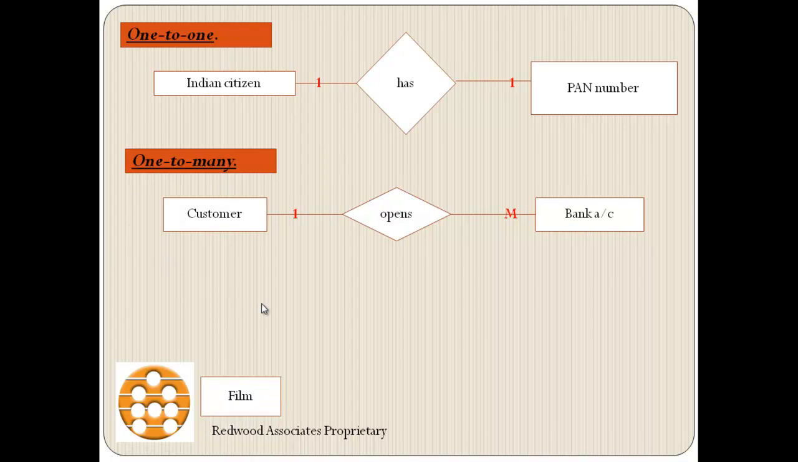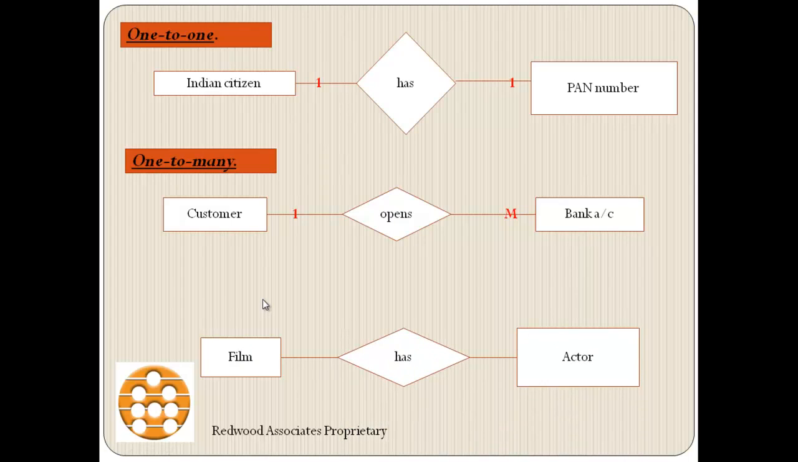Let's consider another example. A film has actors. Now, an actor can be casted in multiple films. Also, a film can have multiple actors. So this kind of a relationship becomes a many-to-many relationship. We can define it as an entity in A is associated with any number of entities in B. Also, an entity in B is associated with any number of entities in A.